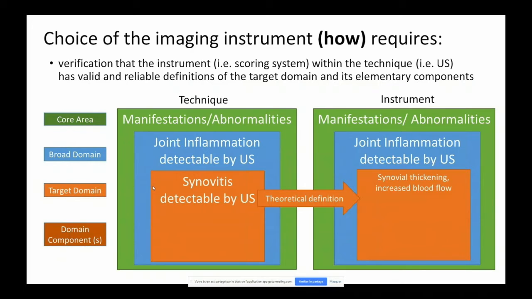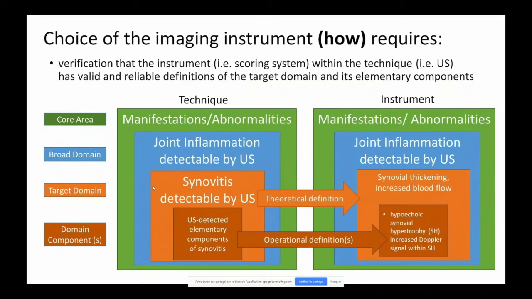For example, in the instrument perspective, the theoretical definition of an ultrasound detectable synovitis is the synovial thickening with increased blood flow. And when we go to the domain components, what we really can measure by the technique, we have what we call the operational definition, so the way in which the technique should be used for detecting the target domain. In that case, by ultrasound, what we look for is the hypoechoic synovial hypertrophy with increased Doppler signal within the synovial hypertrophy.